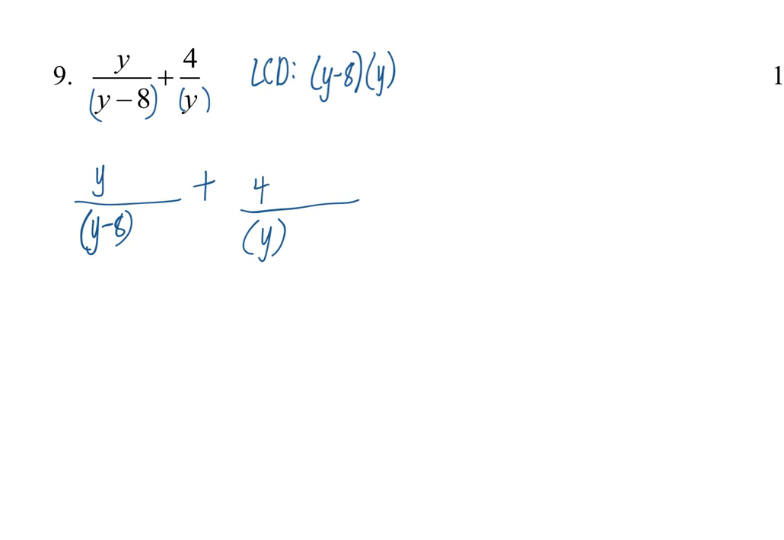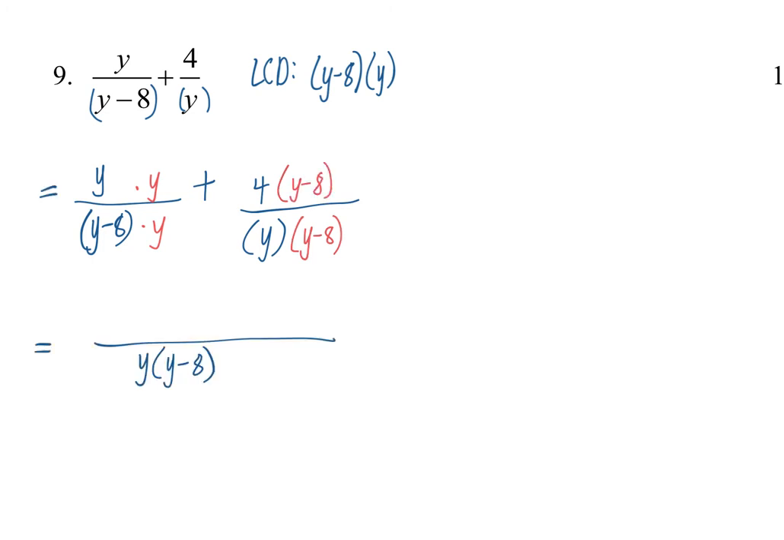So now I'm wanting, again, these denominators to be the LCD. Y minus 8 needs to say y minus 8 times y. So what's it missing? It's missing a factor of y. So I'm going to multiply that by y over y. Now I'm looking at the y right here, and I need it to say y minus 8 times y. So you're going to multiply it by y minus 8 over y minus 8. When I multiply these denominators out, they will end up being what the LCD was. So I just went ahead and put that there.